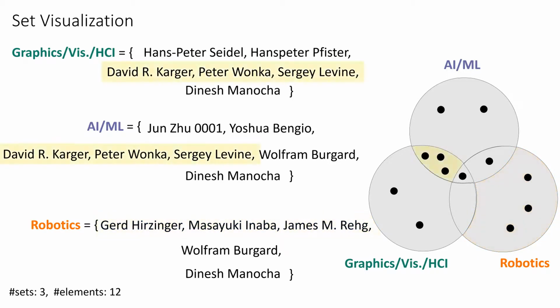Three researchers published papers in both AI/ML and Graphics with HCI research fields. Hence, the black dots representing them are placed in the intersecting region of the two sets. Similarly, Wolfram Burgard published in Robotics and AI/ML. One researcher, Dinesh Manocha, published in all three fields. Hence, a black dot is placed in the center of the Venn diagram.